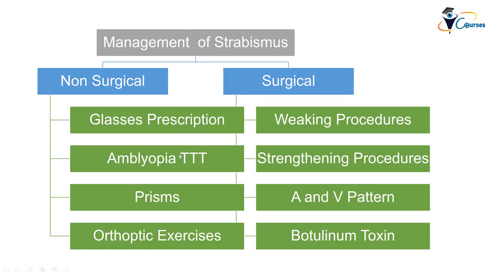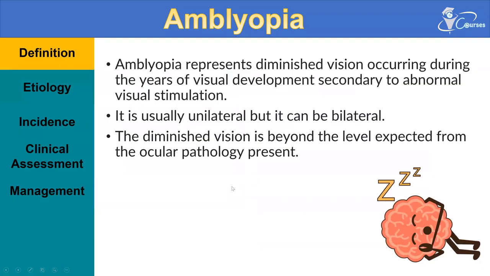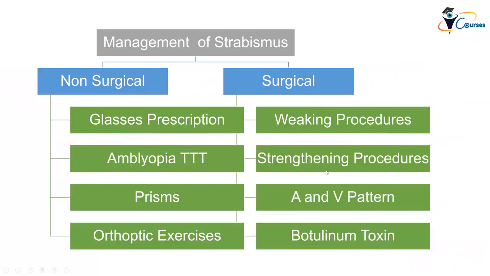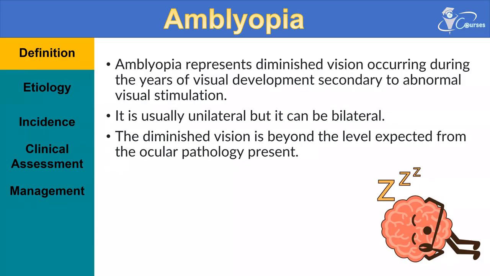So let's start by the first method. It will be the amblyopia treatment. What is the amblyopia? Let's first have some basic concepts about the amblyopia. Amblyopia is a diminution of vision that occurs during the amblyogenic period. And what is the amblyogenic period? It is the first or early years of life. These are the early years where the visual development occurs. So if there is any interruption to the normal sensory pathway or normal motor pathway, this will result in the development of amblyopia.